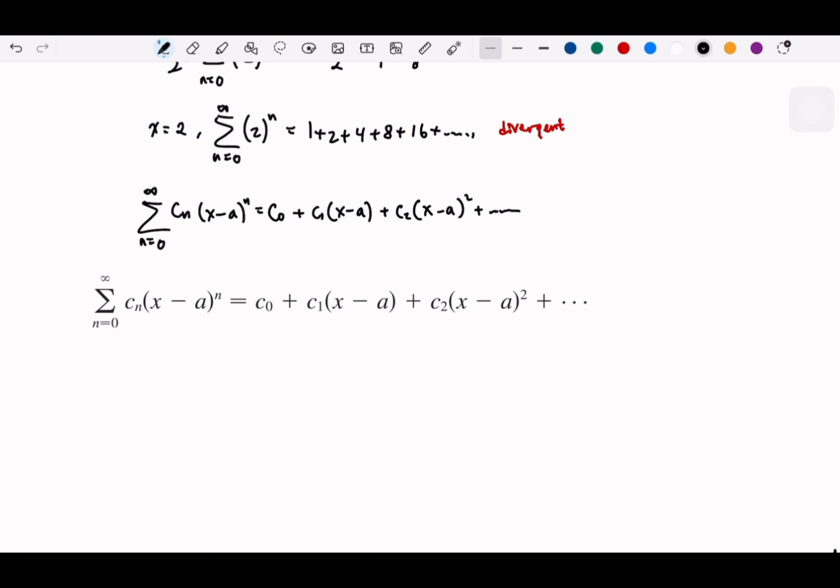So we call this a power series in x minus a terms, or it's also called centered at a.